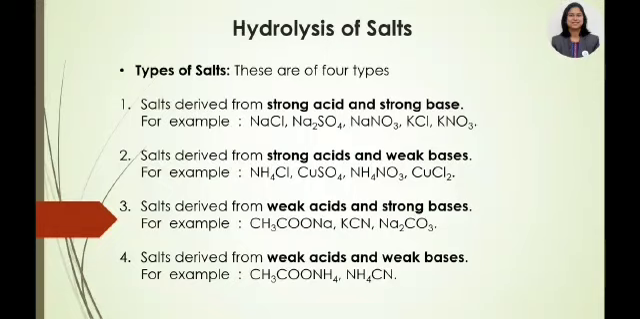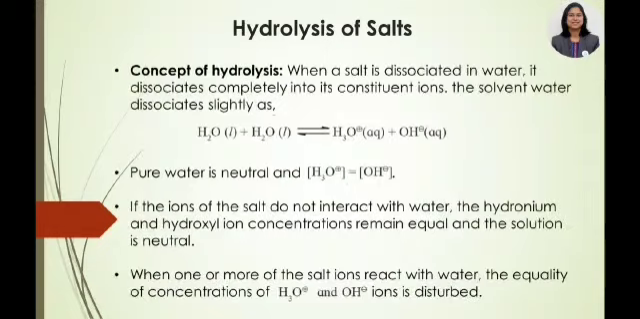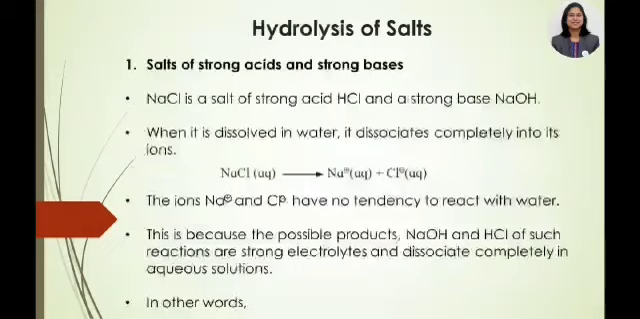Now we'll study each of these salts in detail. First, salts of strong acid and strong base, SA plus SB. NaCl is a salt of strong acid. Now we are studying salts of strong acid, so we have to take a strong acid. Strong acid means one which dissociates completely.